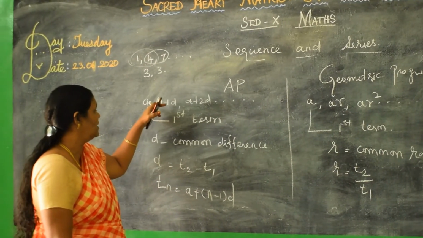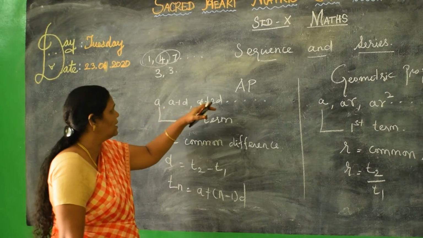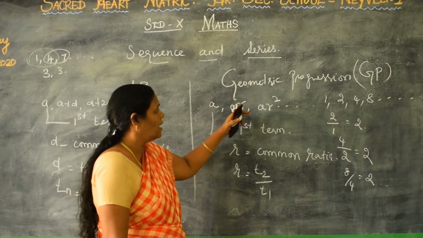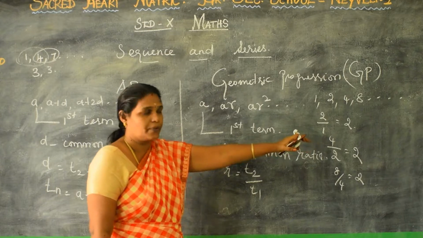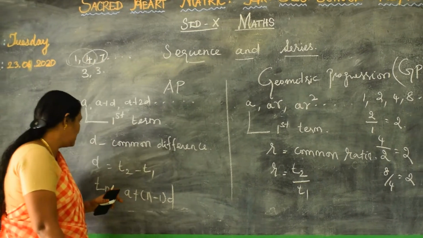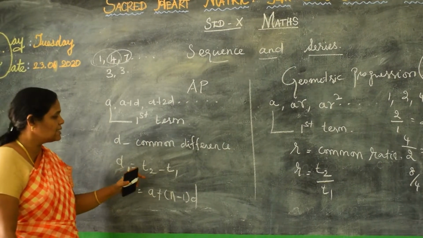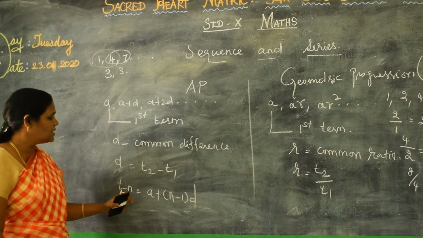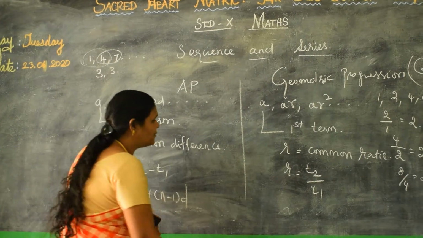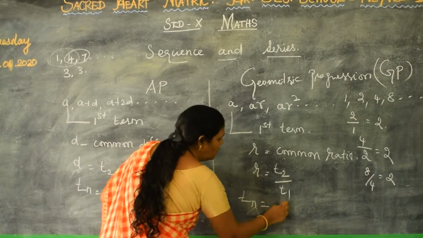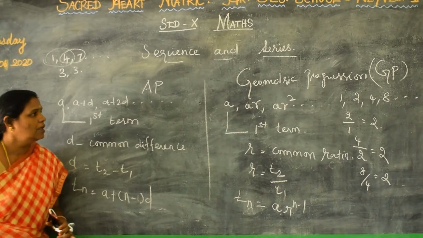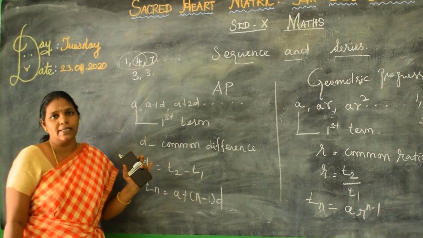Do you understand the difference between AP and GP? Here the general form, we write the terms A, A plus D, A plus 2D in AP, as well as in geometric progression we write A, AR, AR square and so on. Here R is the common ratio, T2 by T1; here D is the common difference, T2 minus T1. Here the general term is Tn is equal to A plus n minus 1 into D, as well as here Tn is equal to A R power n minus 1. Do you understand, children? Let us go to exercise 2.7.